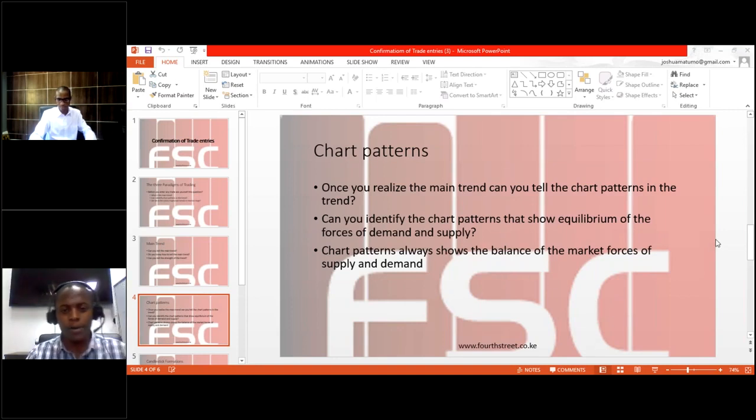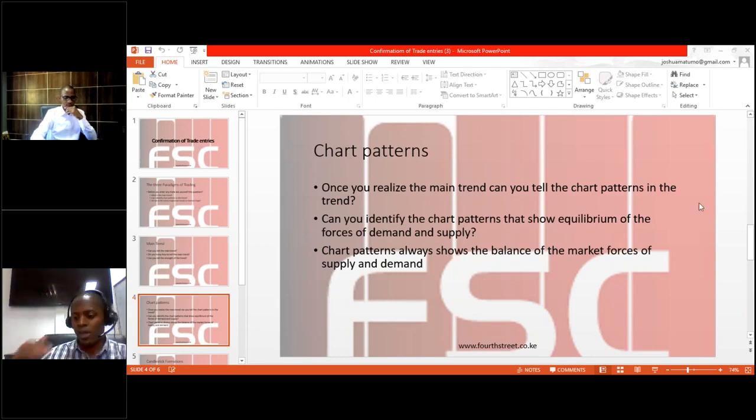Yes, chart patterns. These patterns show you how the forces of demand and supply relate to each other. And when there is a balance of the price, where the buyers are in agreement with the sellers, we normally see the prices ranging or consolidating.